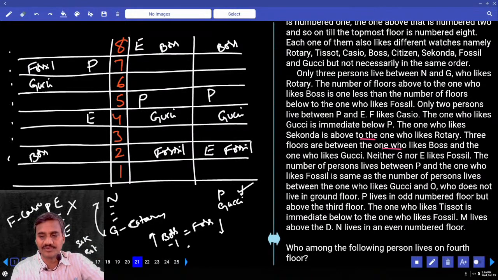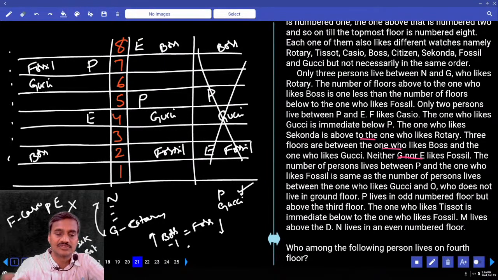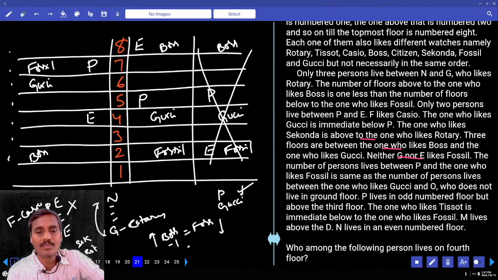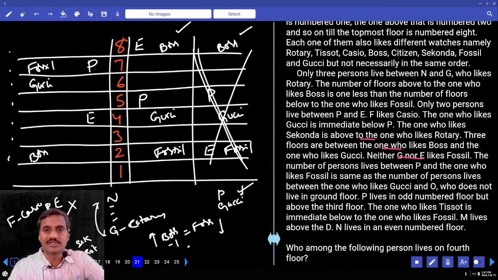and 3 floors between boss and Goosey, and neither G nor E likes fossil. Neither G nor E likes fossil. Neither G. In this case G likes fossil. It's gone, right? In this case, which one? This one? How will this work? This has gone, right? I have put a cross.